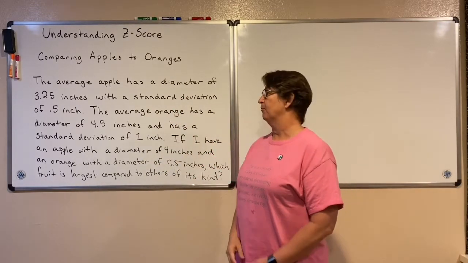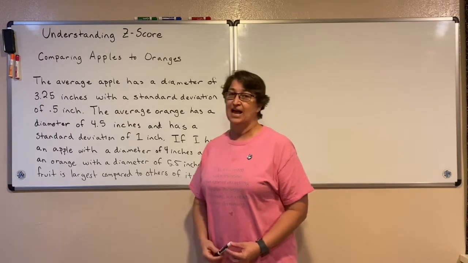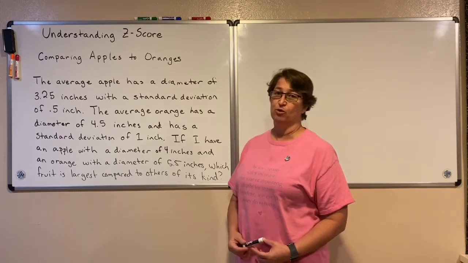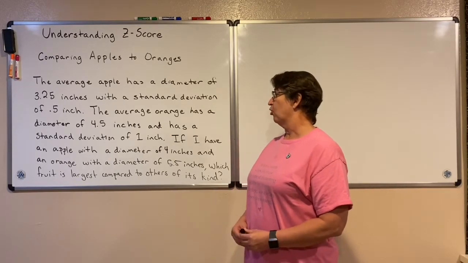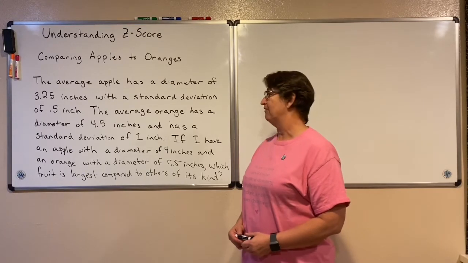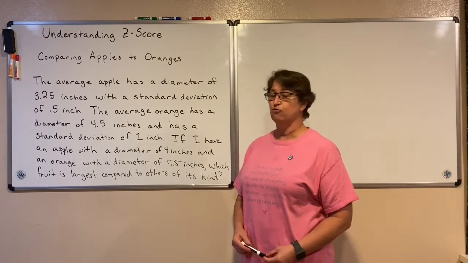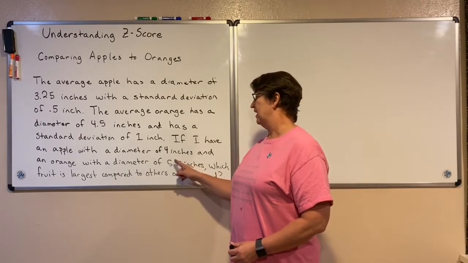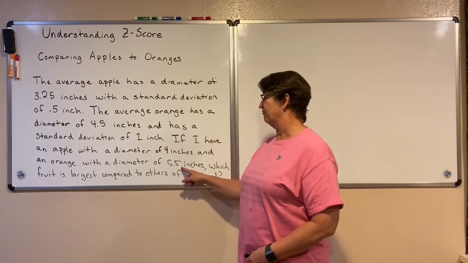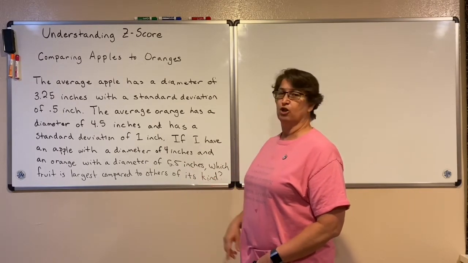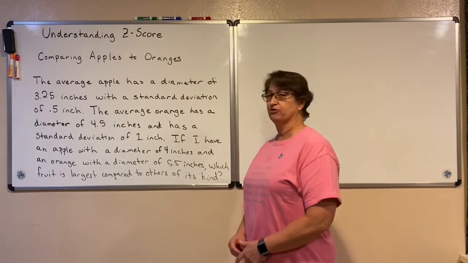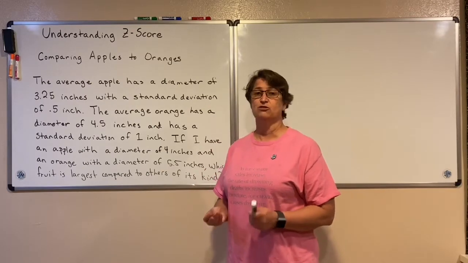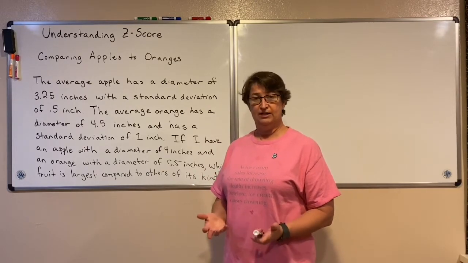Let's do this example. The average apple has a diameter of 3.25 inches with a standard deviation of 0.5 inches. The average orange has a diameter of 4.5 inches and has a standard deviation of 1 inch. If I have an apple with a diameter of 4 inches and an orange with a diameter of 5.5 inches, which fruit is largest compared to others of its kind? We can use the z-score here to find out which one is largest compared to its kind.